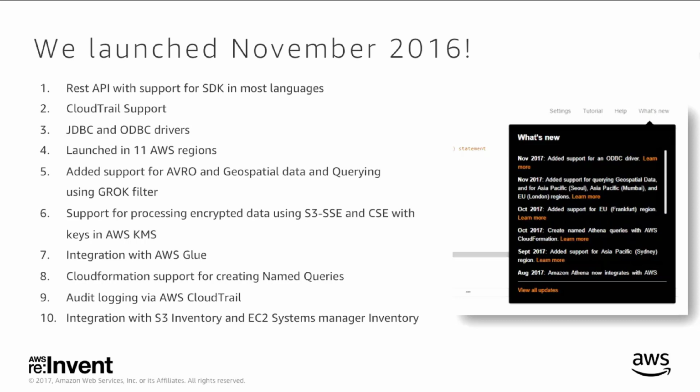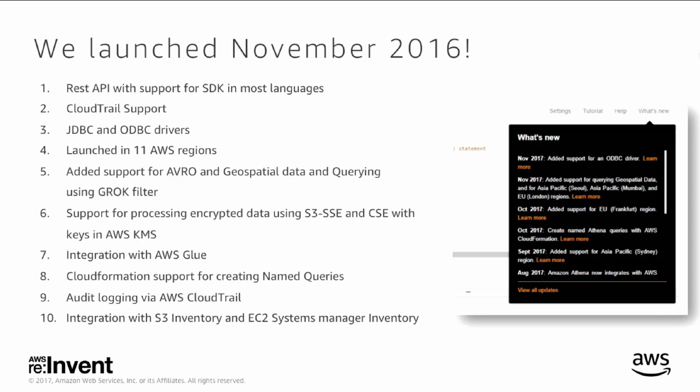We launched in 11 AWS regions across the globe, added support for Avro and Geospatial Data, and also querying using Grok expressions. So those are regular expressions that you can use, so you have more flexibility with the type of data that you want to query with Athena. We support also encrypted data using S3 server-side encryption and also customer supplied encryption, as long as those keys are available in KMS. We've built integration with AWS Glue, particularly the Glue Data Catalog, and we'll talk later about what that integration looks like and how you can take advantage of it.